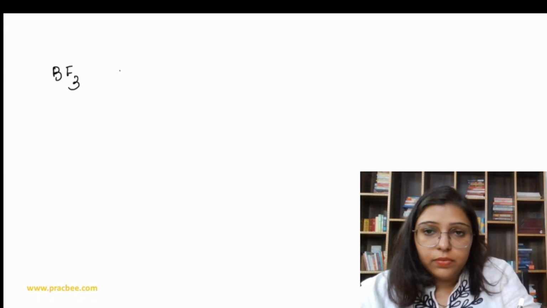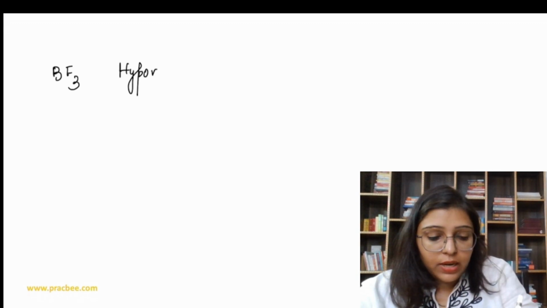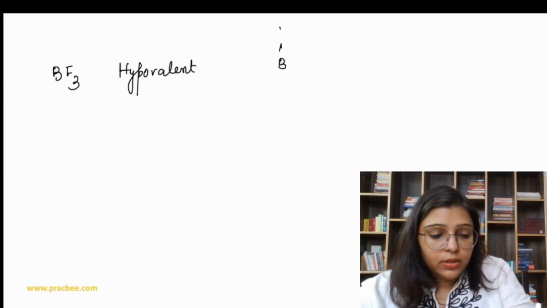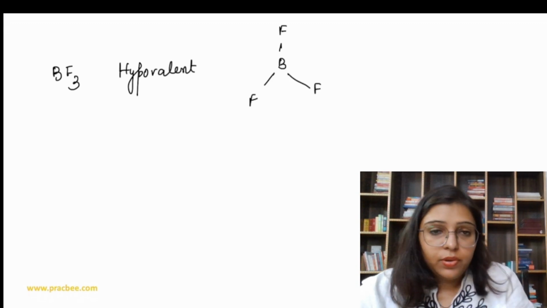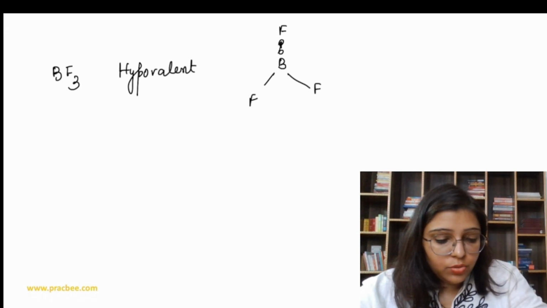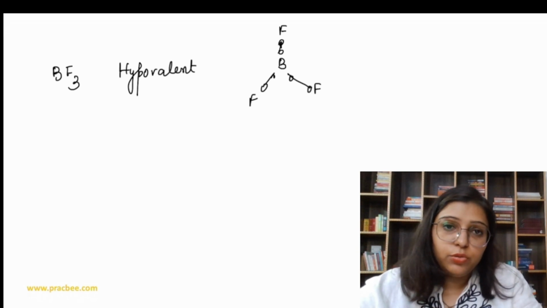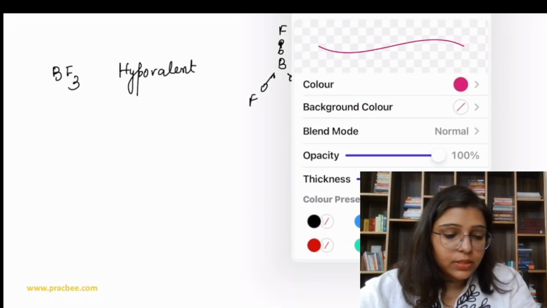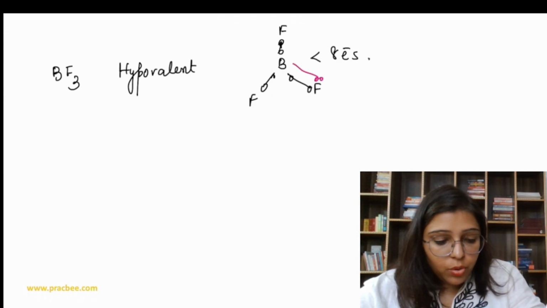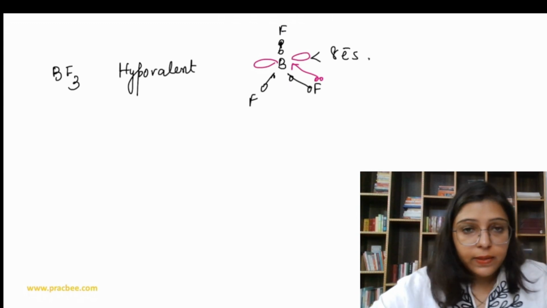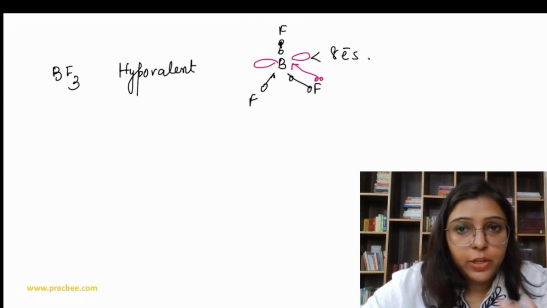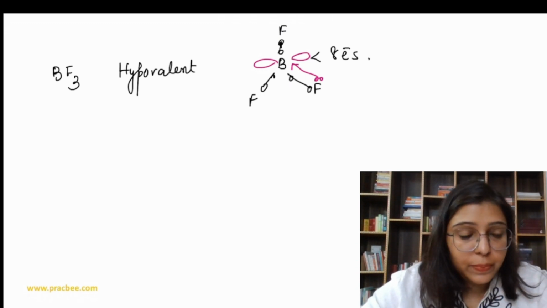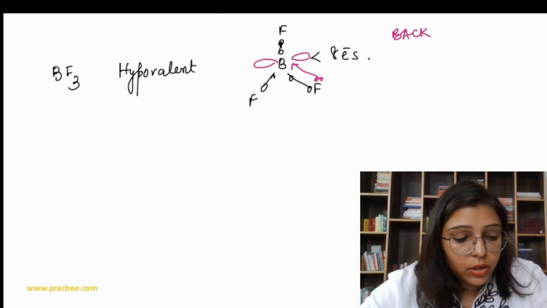Right? BF3, stable. But we can say this is hypovalent species. Hypovalent species means less than 8 electrons. See, F, F, F. So 1, 2, 3, 4, 5, 6, right? So less than 8 electrons. Still it is stable. And how is it stable? Because it forms back bonding. We have boron का empty orbital and fluorine का lone pair, right? Goes to empty orbital of boron. So in that way, boron can complete the octet, and this is the concept of back bonding.